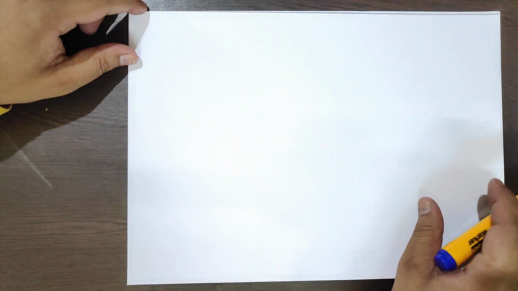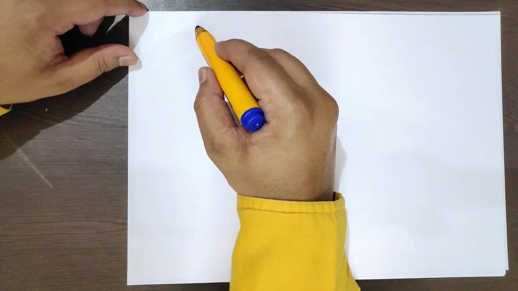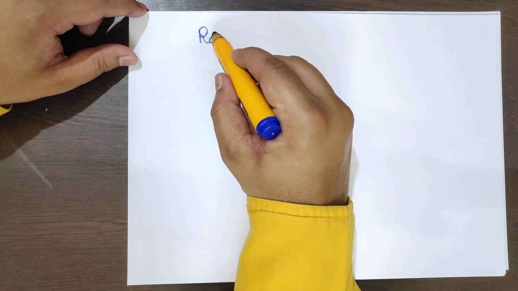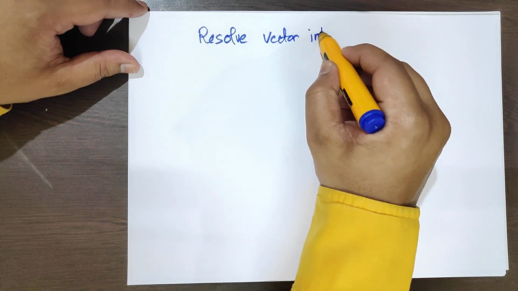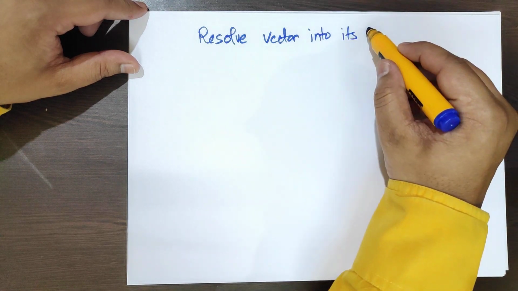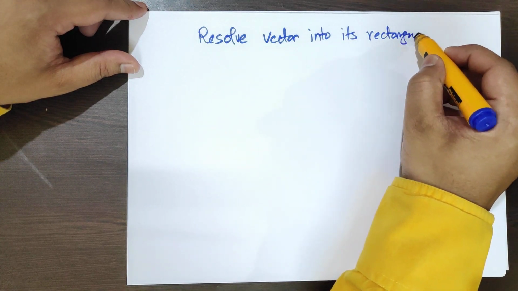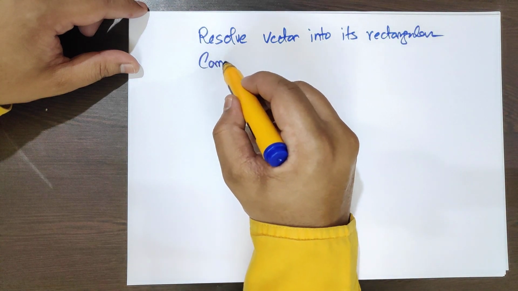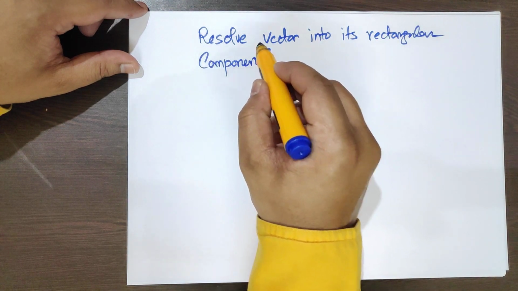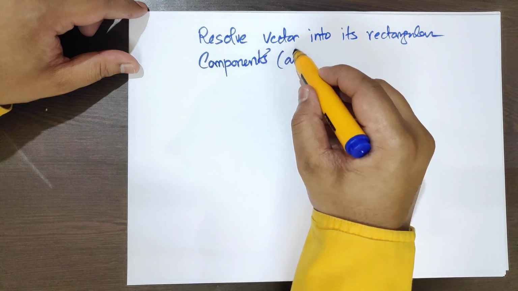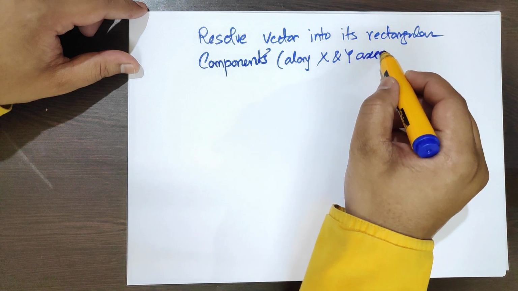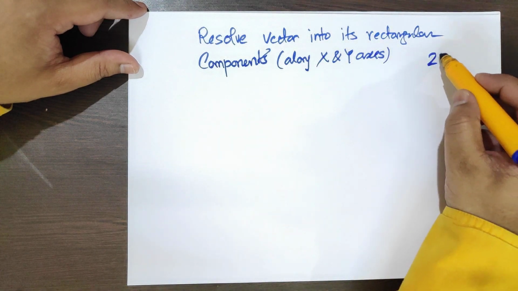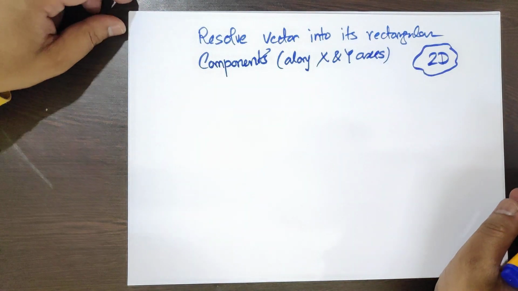Resolve the vectors, that means this resolution of a vector, as we know. First resolve the vector into its rectangular components. Rectangular components means the components along x and y axis. Now we are talking about 2D vectors only here, right? For the time being we are talking about 2D vectors.